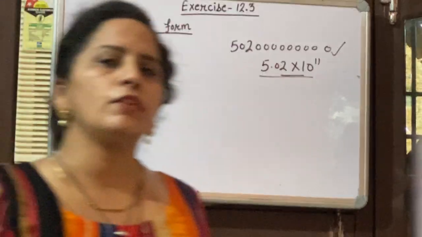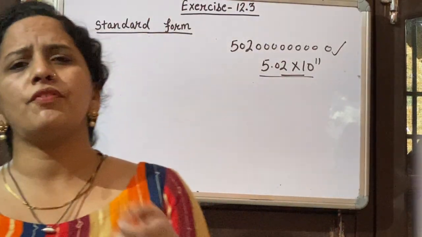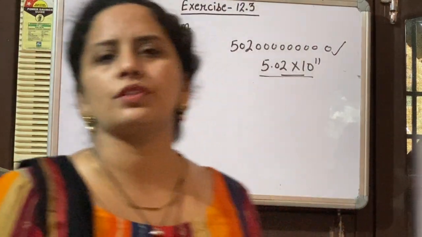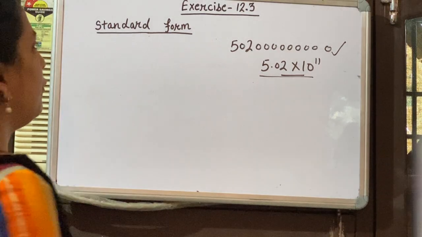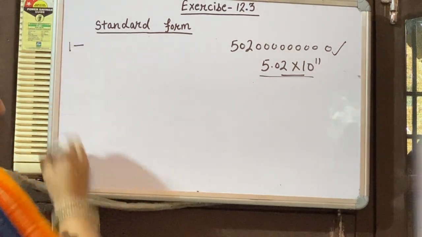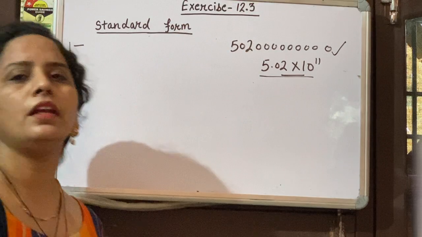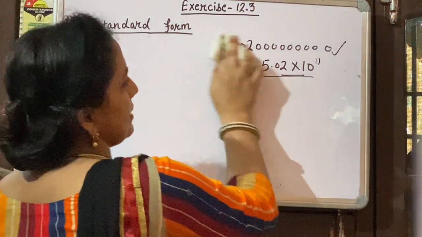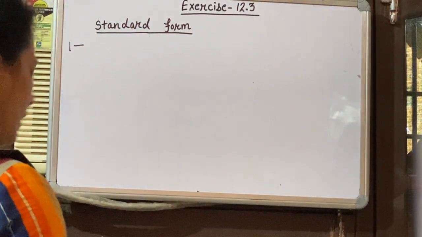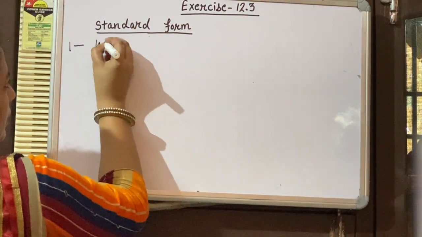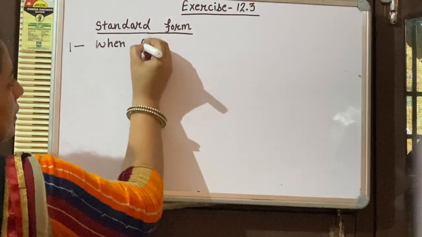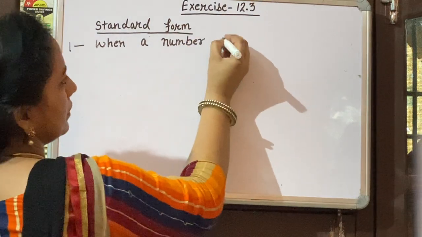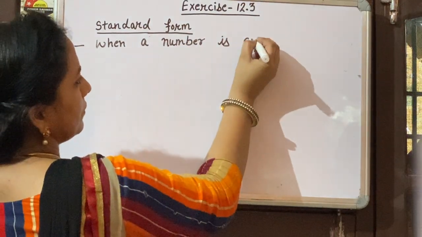So in a standard form, a very large number or a very small number is written in a form so that it is very easy to read. In standard form we have two types. First is when a number is greater than 1, and second is when a number is less than 1. So our first type is when a number is greater than 1.